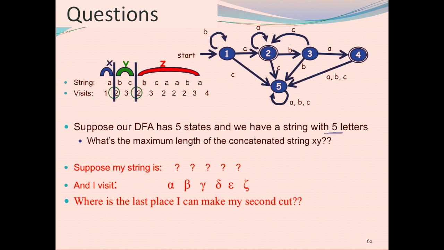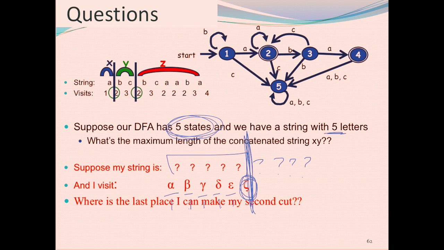Now, was it important that we talked about a string with 5 letters? If we had more letters in the string, as long as my DFA has 5 states, no matter what, my first cut can be any of these first 5 things, right? Because each of these could conceivably be a different state, state 1, 2, 3, 4, 5. But when I get to this last one, if I haven't made 2 cuts already, I have to make 2 cuts. So even if my string has 5,000 letters in it, XY has to be at most 5 characters.